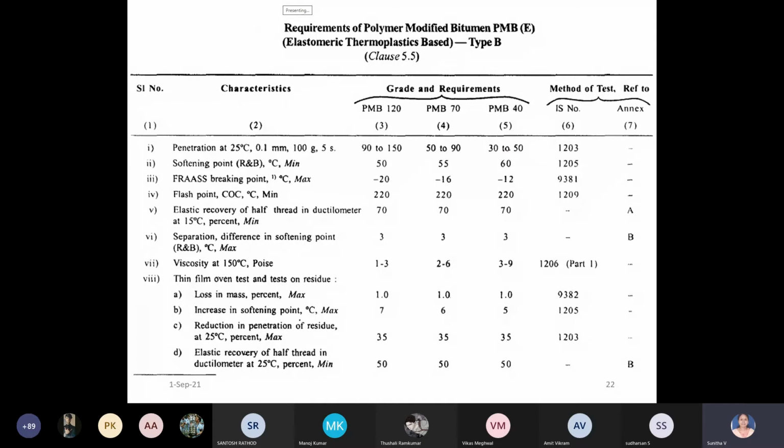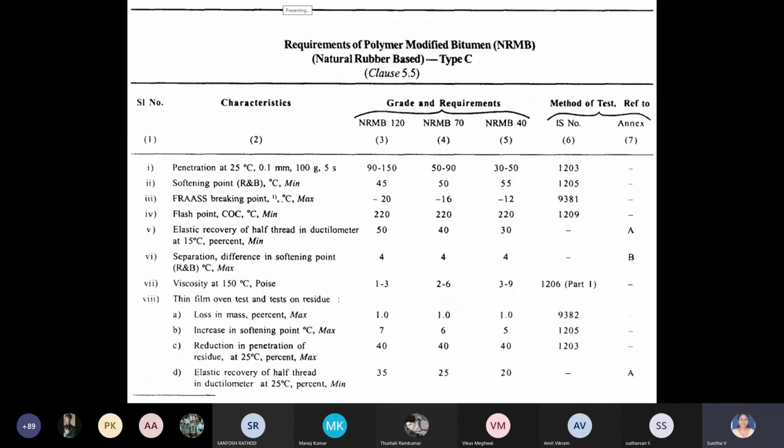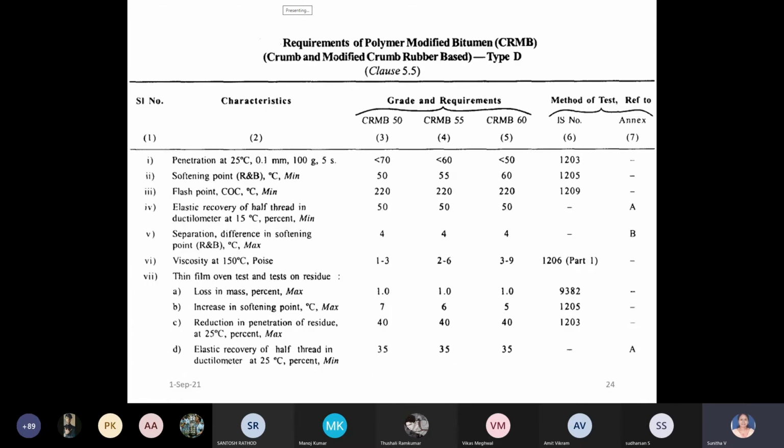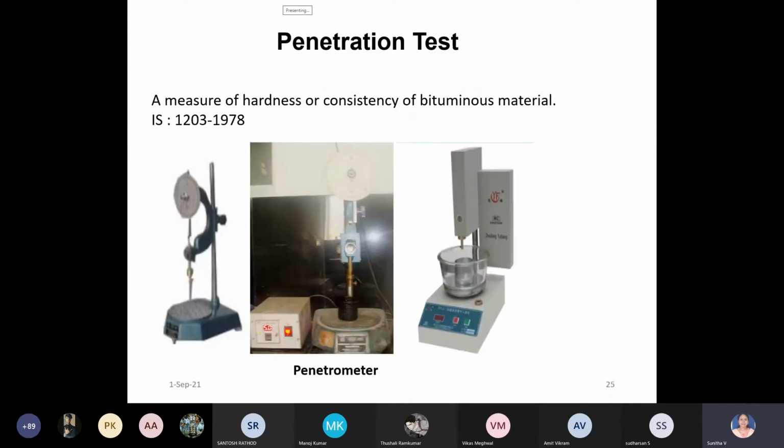Then it's called PMB 120, PMB 70, polymer modified bitumen. That's 120, 70 or 40 depending upon the penetration. That's why it's 120, 70, 40 bitumen. Or if you are using natural rubber based, then as per this, or CRMB, crumb and modified crumb rubber based.